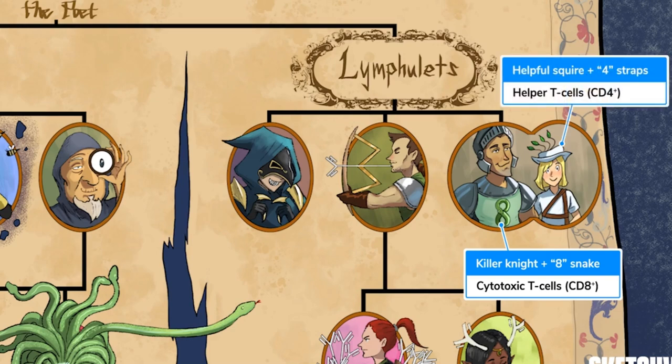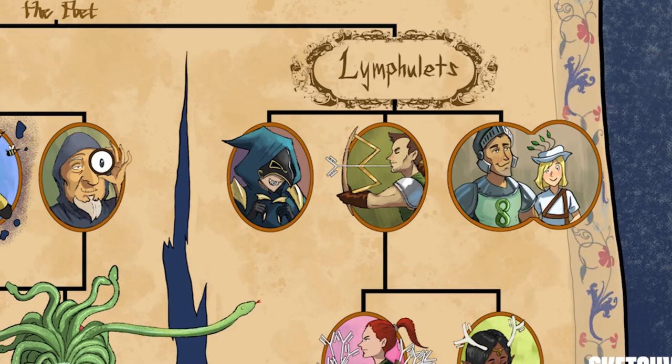And then there's his cute little helper. This helper squire with his 4-shaped straps represents helper T cells, or CD4 positive cells. Helper T cells help coordinate the immune response. They liaise between B cells and T cells and other cells of the innate immune system. So while cytotoxic and helper T cells are the two major T cell subtypes, they're not the only ones. Regulatory T cells play a huge role in immunity too, but we'll get more into those details in a later sketch.